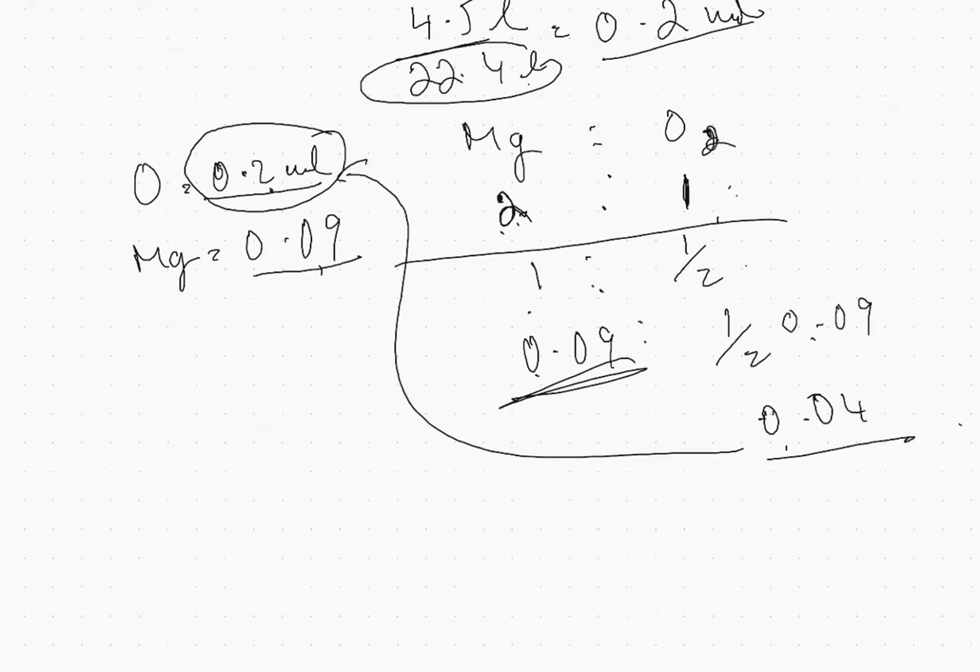Okay. Therefore, magnesium is the limiting one. Can you see? Because magnesium, the entire thing is reactant. Because we don't have more magnesium, we can't produce anything else. Oxygen we have in excess. So the question is, what is the limiting reagent?